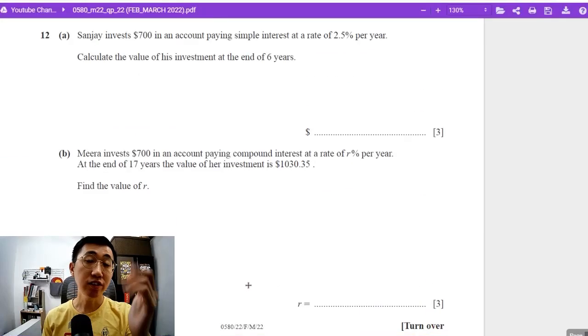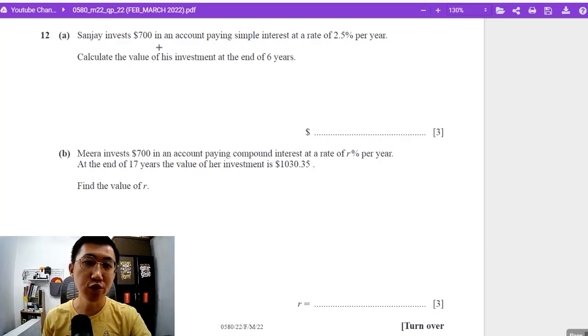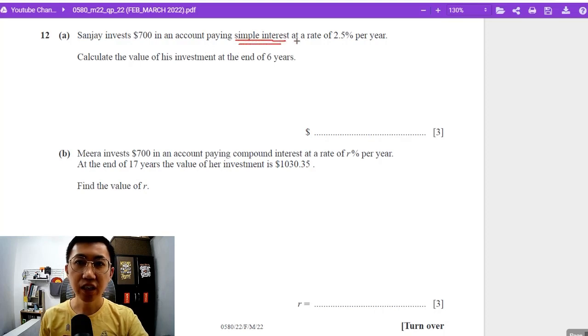Done. Here's the thing about compound interest and simple interest. Remember to highlight the keyword and immediately write the formula. So let's show you how to do question 12. Sanjay invests $700 in an account paying simple interest. Highlight immediately. Okay, at a rate of 2.5% per year. Calculate the value of his investment at the end of 6 years.